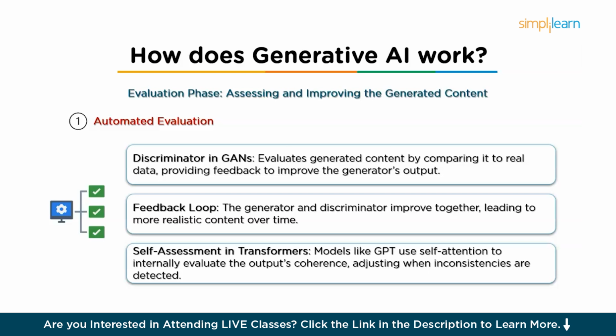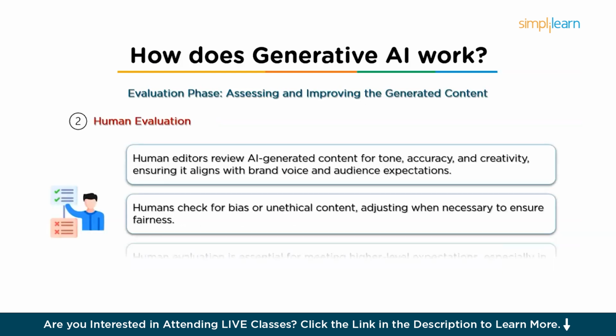And then we have self-assessment and transformers. In models like GPT, for example, evaluation often happens internally through a process called self-attention. The model checks how well each part of the generated output fits with the surrounding context. If the model detects inconsistencies like strange word choices or unnatural phrasing, it will adjust its output to improve coherence. After the automated evaluation, we have the human evaluation.